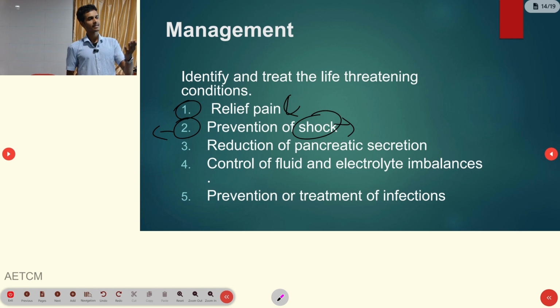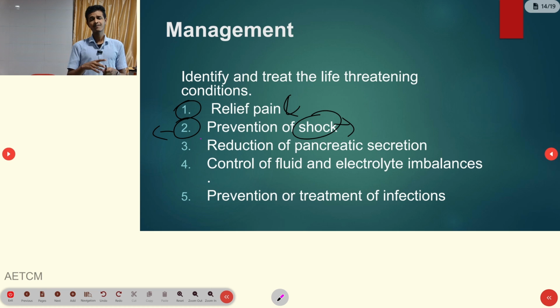That is the thing. And then the third one is reduction of pancreatic secretion. So while receiving in our pre-hospital region itself, we have to keep the person NPO. Thereby we can reduce the pancreatic secretion, or else we have to ask the person to avoid things like alcohol. That is for the reduction of the pancreatic secretion.